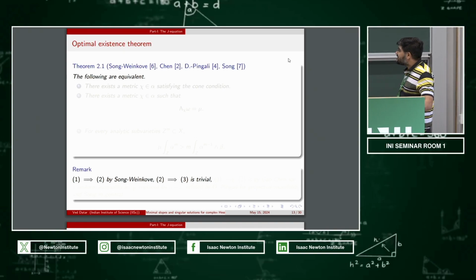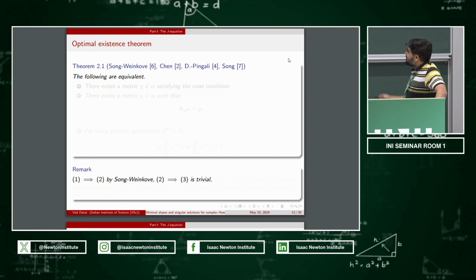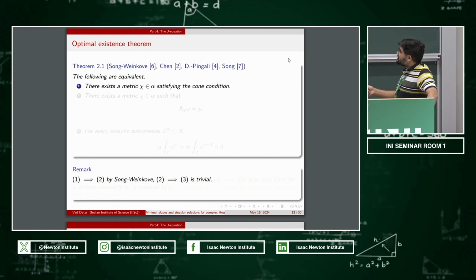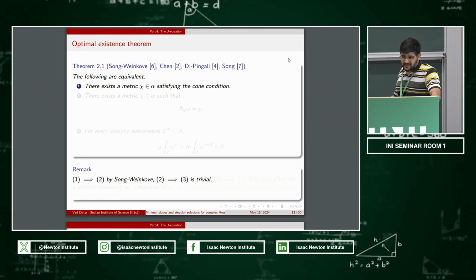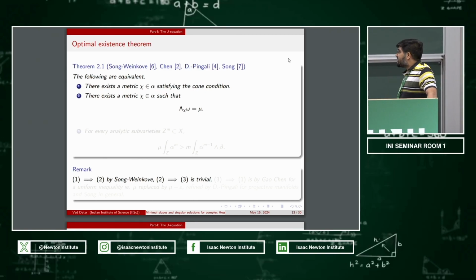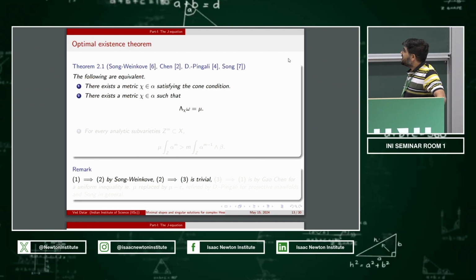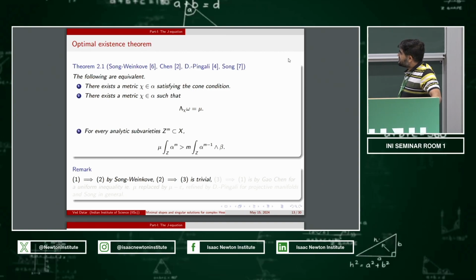So the optimal existence theorem for the J equation is the following. It turns out that the following conditions are equivalent: first, there exists a metric chi in alpha which satisfies this cone condition. Secondly, there exists a metric chi in alpha which actually solves the J equation, and hence, in particular, this solution will also satisfy the cone condition. And the third criterion is that for every analytic subvariety Z, we have this inequality of intersection numbers.